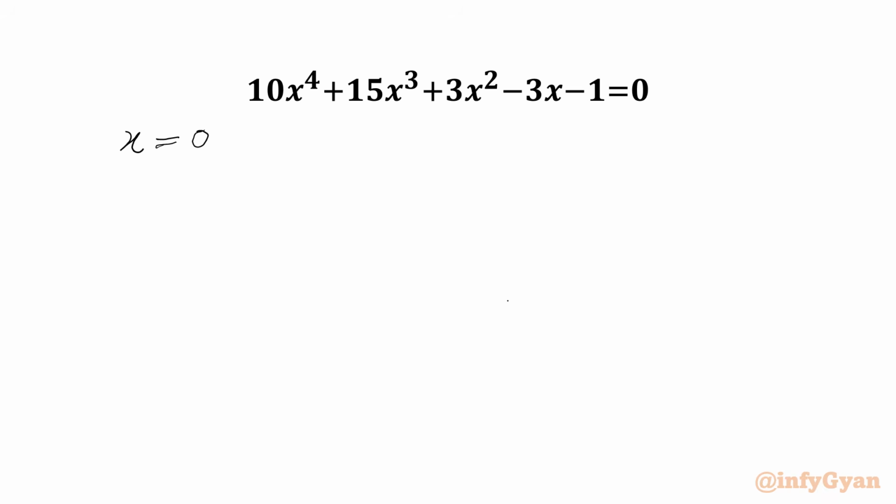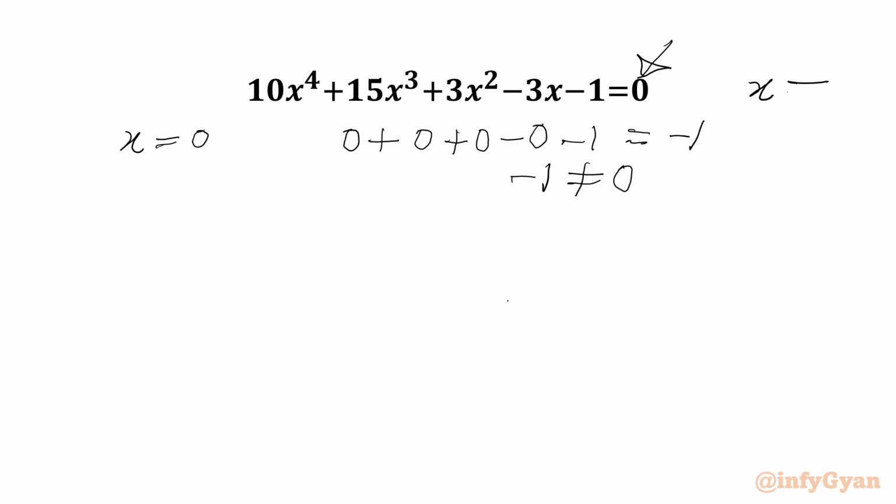10 times 0 power 4 is 0, plus 15 times 0 cube is 0, plus 3 times 0 square is 0, minus 3 times 0 is 0, minus 1. This is our left hand side, which is -1, and the right hand side is 0. So minus 1 cannot be equal to 0. So for our equation, x cannot be 0.